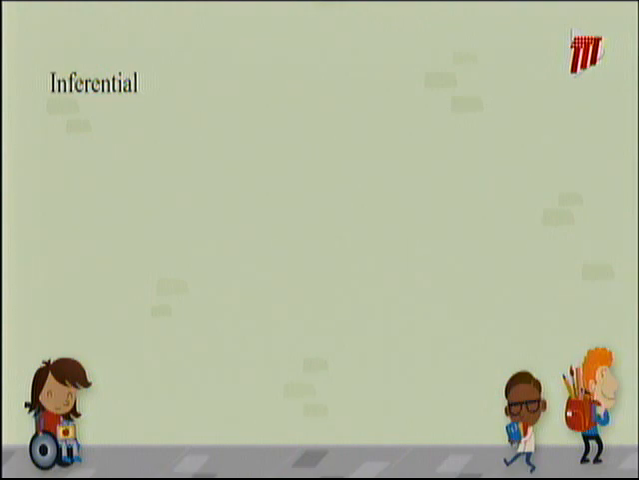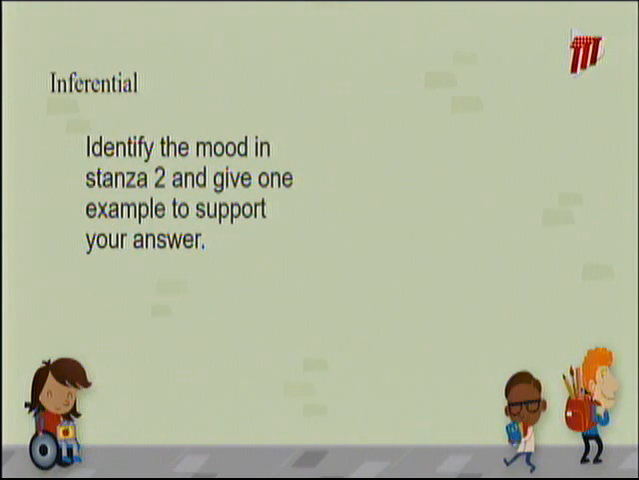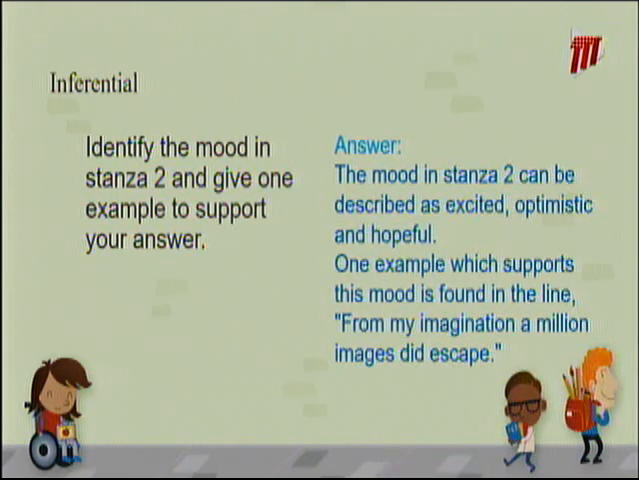Let's look at another inferential question. Identify the mood in stanza 2 and give an example to support your answer. The mood in stanza 2 can be described as excited, optimistic, or hopeful. One example which supports this mood is found in the line, "From my imagination, a million things did escape." If you remember the poem correctly, you would recall that in this stanza, the poet spoke of creating movies from his imagination, his mind's eye.